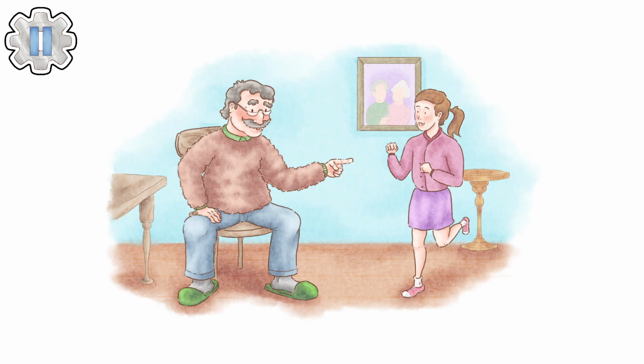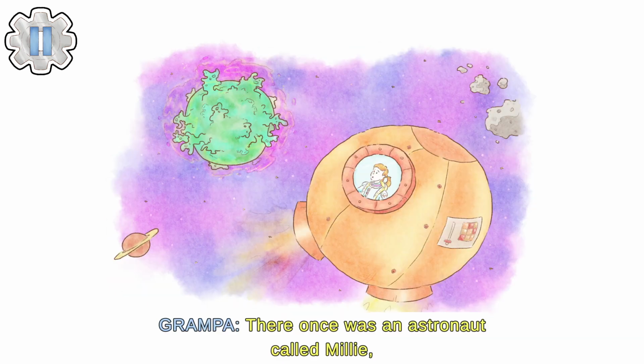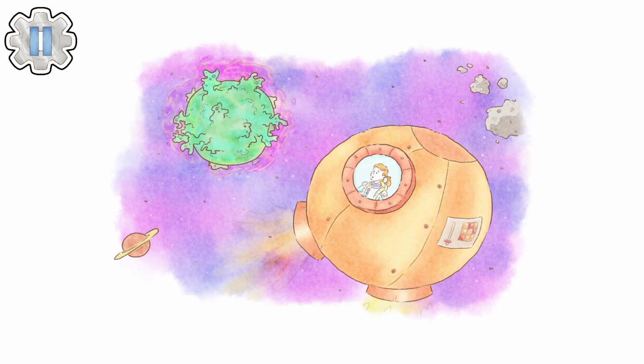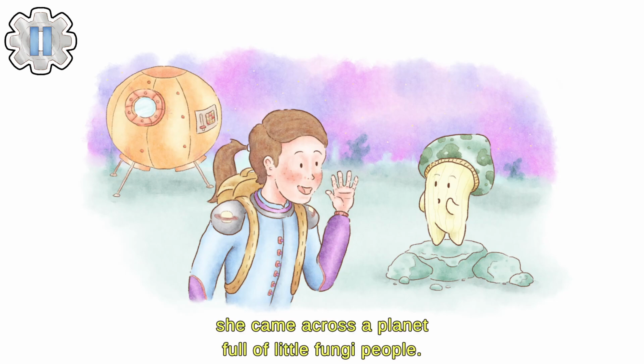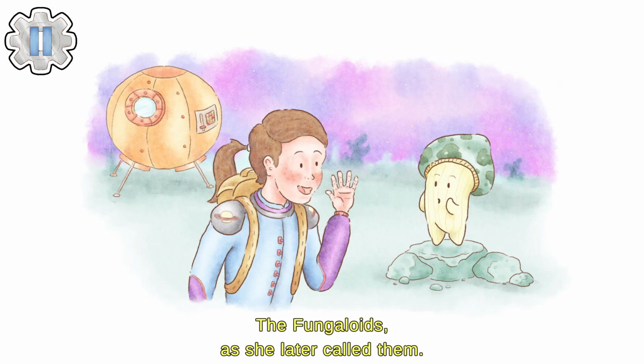Clara hops in excitement. We'll call this one The Discovery of the Fungaloids. Okay. There once was an astronaut called Millie, who spent her days exploring the vast depths of space. In an orange round spaceship, Millie looks out at the various meteors, stars, and planets. On one adventure, she came across a planet full of little fungi people, the Fungaloids, as she later called them.